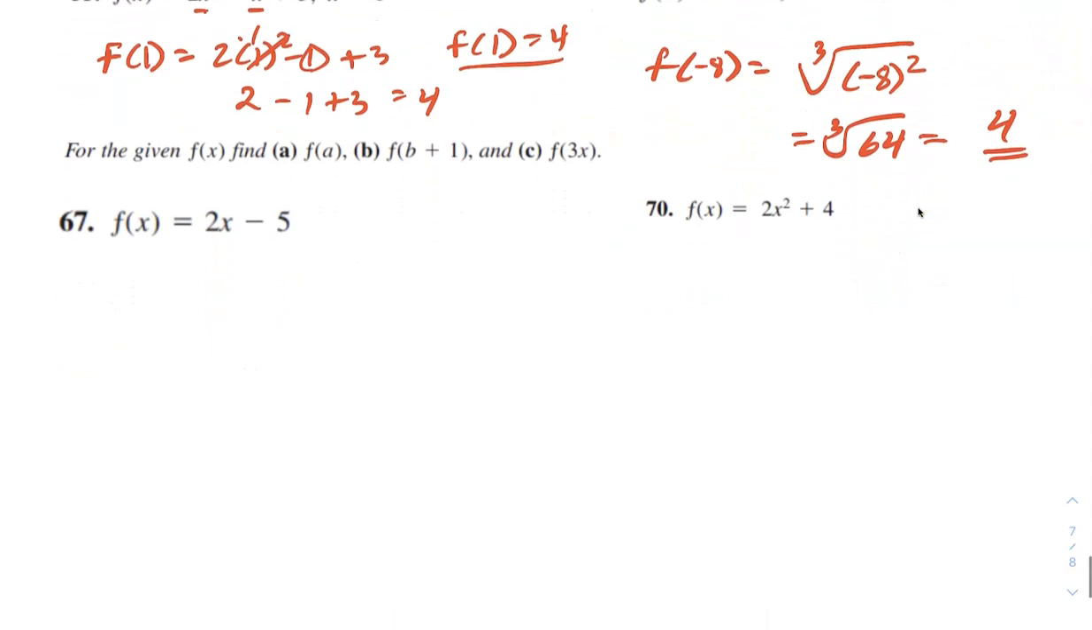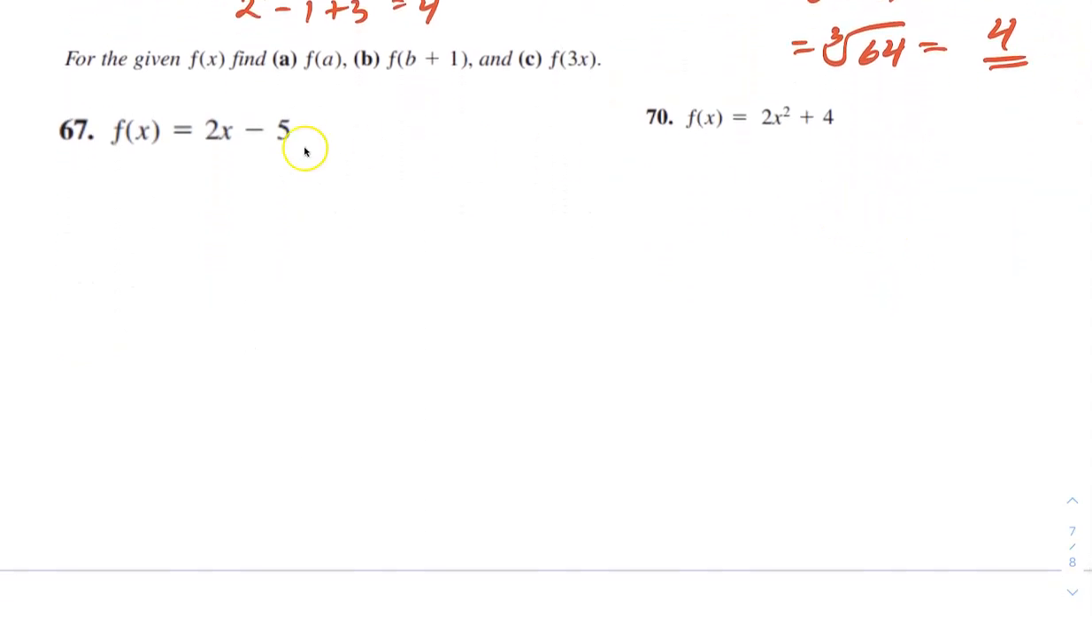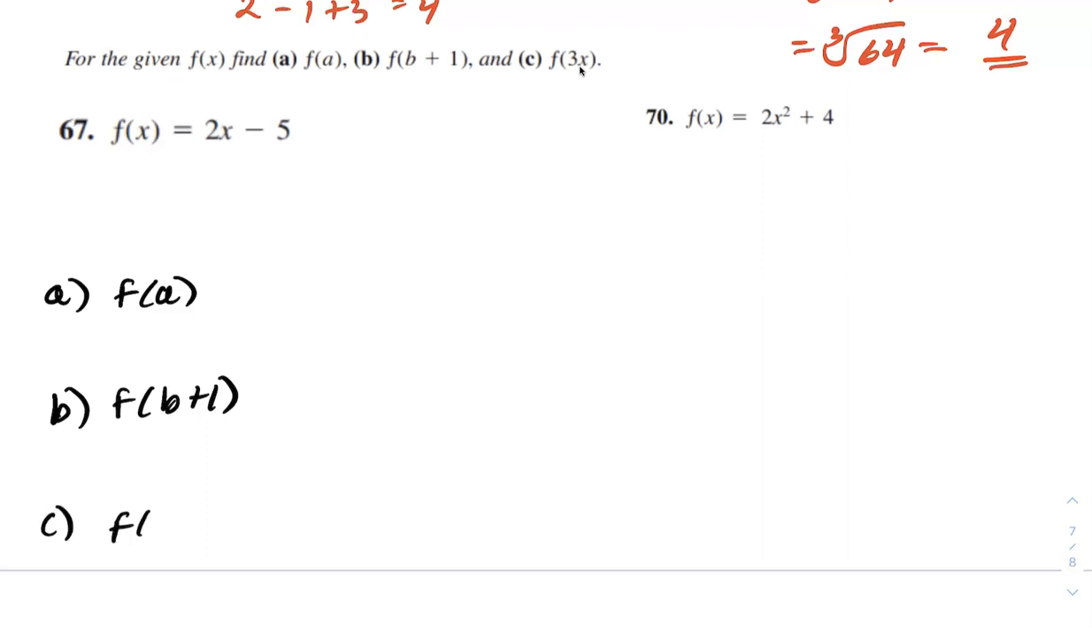Okay, let's take a little step further now. For f of x, find a, f of a; b, f of b plus 1; and then c, f of 3x. Now, for me, the key to this problem is all right here. What is your f of x saying? It's saying f of blank equals 2 times blank minus 5. That's all this means. Whatever I plug into this space here for x, I plug into the space here for x. That's all that's going on.